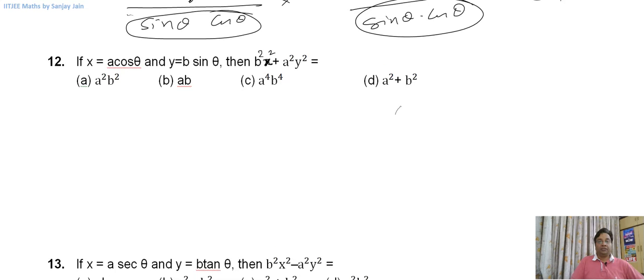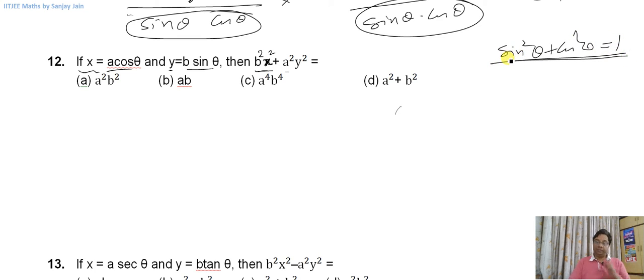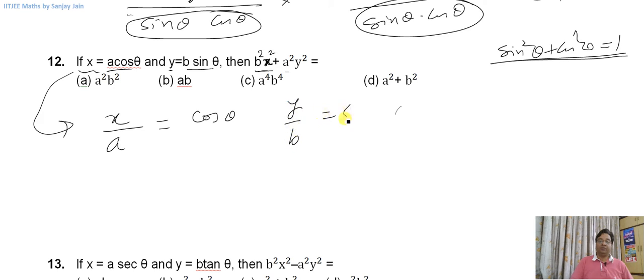In this question, if you see, we need square terms like b square x square, a square y square, etc. But we are given x equal to a cos theta, y equal to b sin theta. I told you while telling about the identity sin square theta plus cos square theta equal to 1 that we should be careful, we should be very attentive about where to apply this. So if you notice this given expression, we can rewrite it as x by a is equal to cos theta, y by b equal to sin theta.